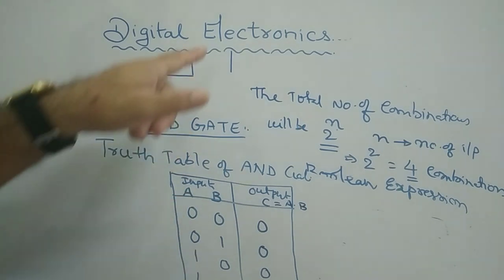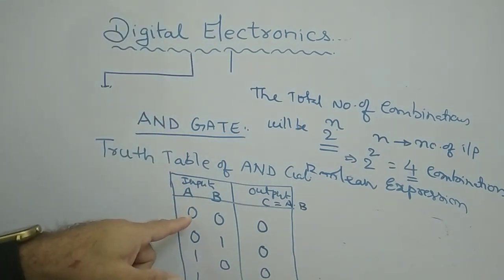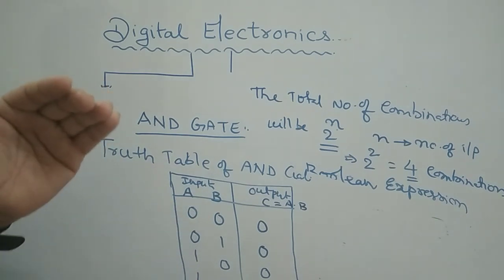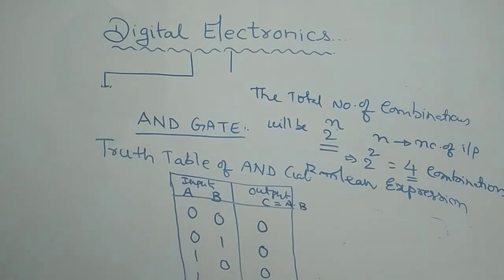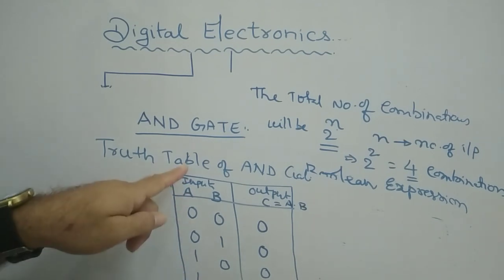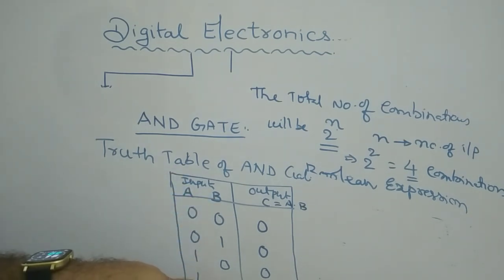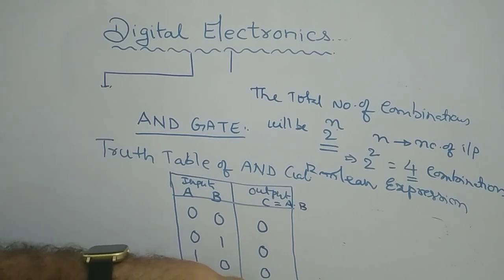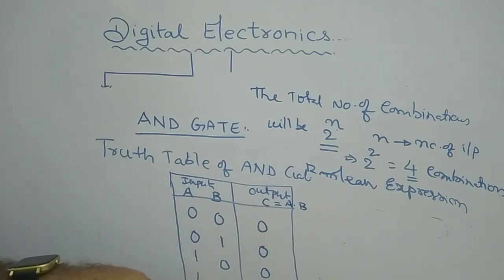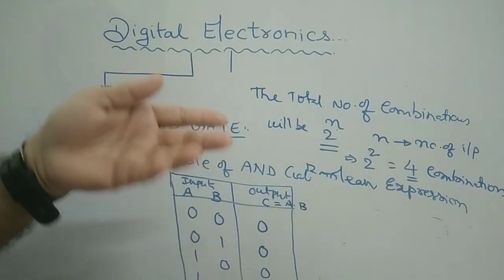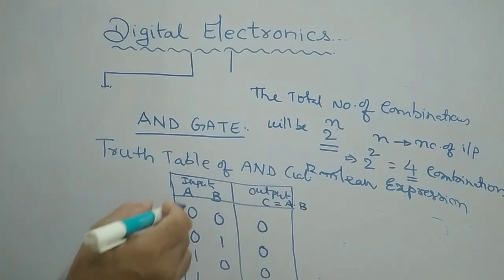Remember that from the digital electronics point of view, input 0 is called logic 0 or low level, whereas 1 is called high level. Therefore, only if both of the inputs are high will the output be high. For other combinations, if any one of the inputs is low, the output will obviously be low.